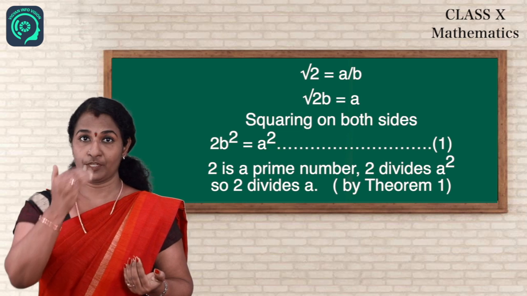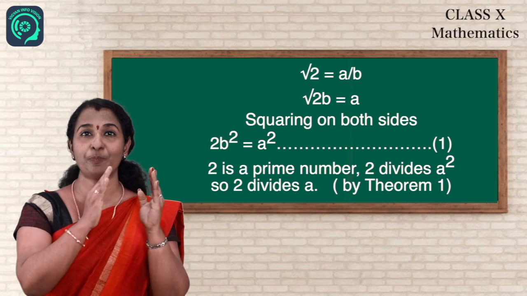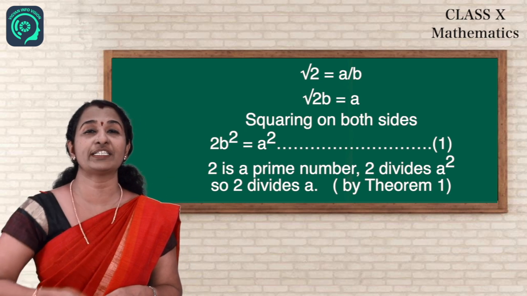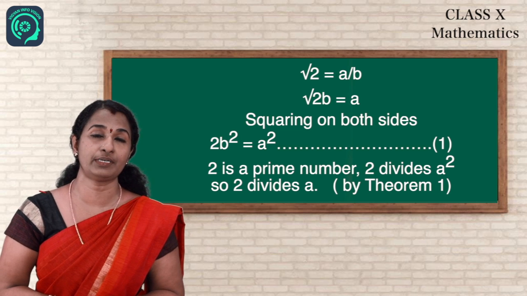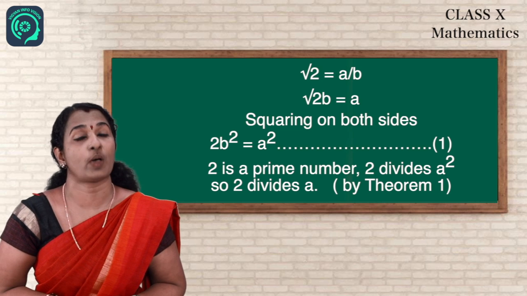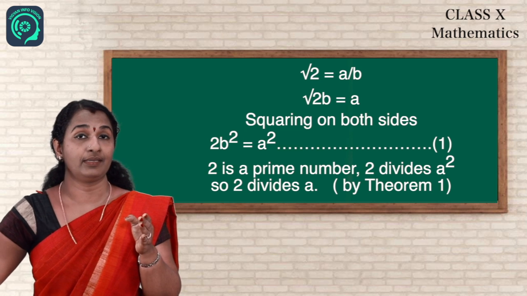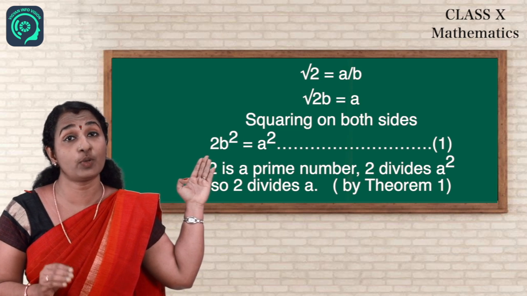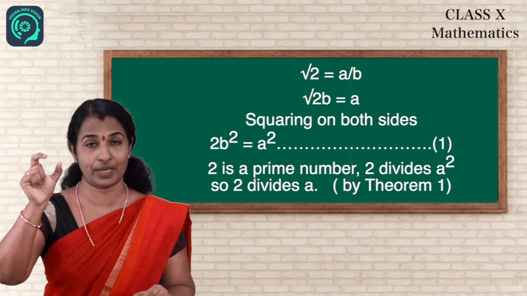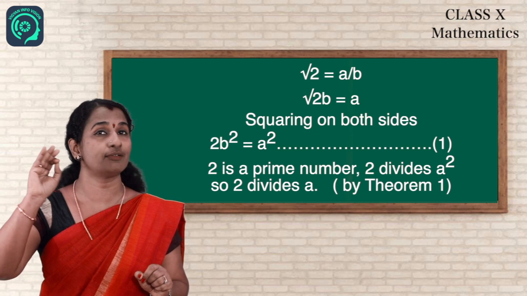Now we are going to proceed. Root 2 is equal to a by b, cross multiply. B into root 2, that is root 2b is equal to a. Now, how are you going to remove that square root from both sides, children? You will do squaring on both sides. So here also I am going to do squaring on both sides. So root 2b the whole square is equal to a square. And root 2b the whole square means 2b square. 2b square is equal to a square. This is the result. 2b square is equal to a square. Equation number 1. 2b square is equal to a square.